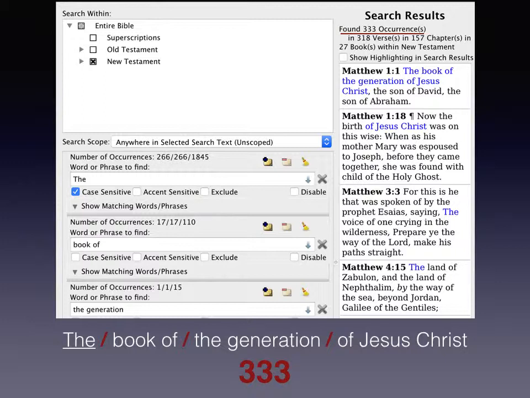Now pay attention to what we're doing here. We're simply breaking up the phrase, the verse, the clause into pieces, and the text is assigning a numerical value for the word or phrase. It's like gematria, but it isn't. For instance, the word the, case sensitive, in the New Testament has a value of 266. The phrase book of has a value of 17. The phrase the generation has a value of 1. I'm not sure how many times the phrase of Jesus Christ occurs. It's cut off. I couldn't fit it on here. But if I took these individual pieces and said arrange them in order, you'd quickly put them in order because it's information. And this information has a value of 333.